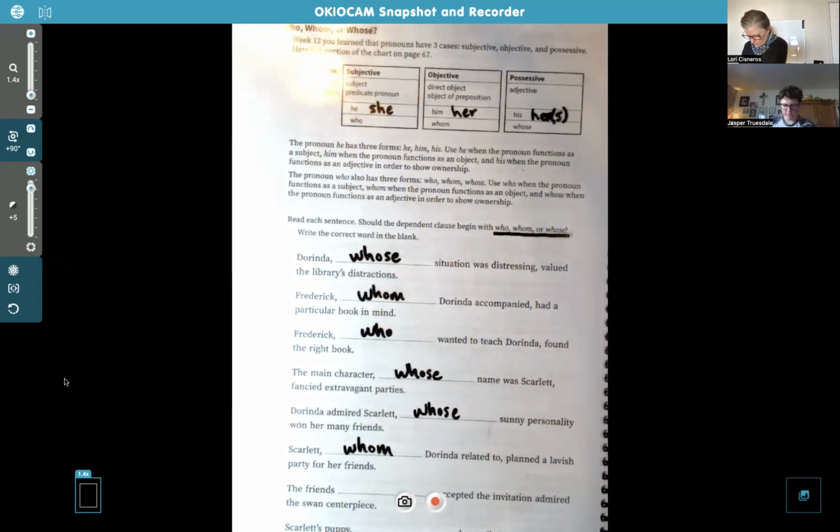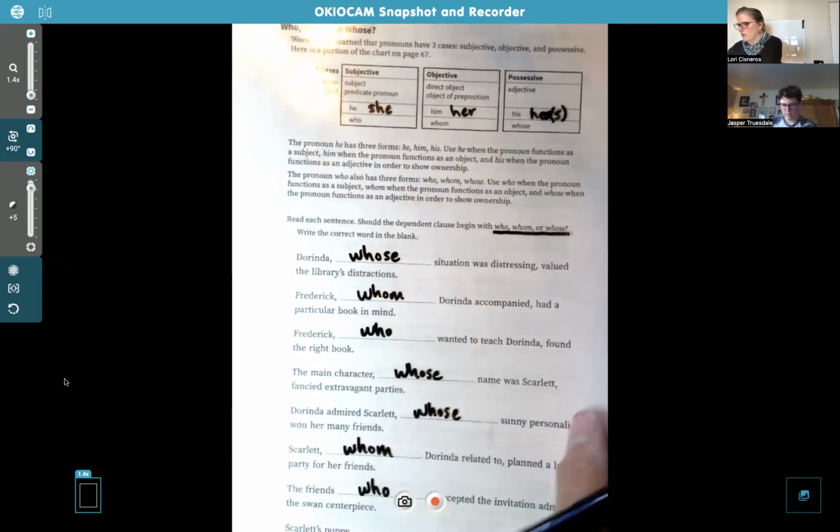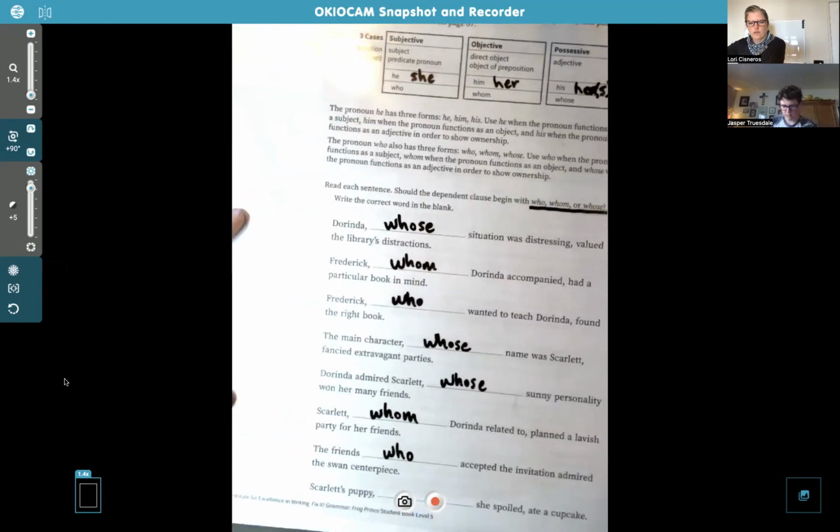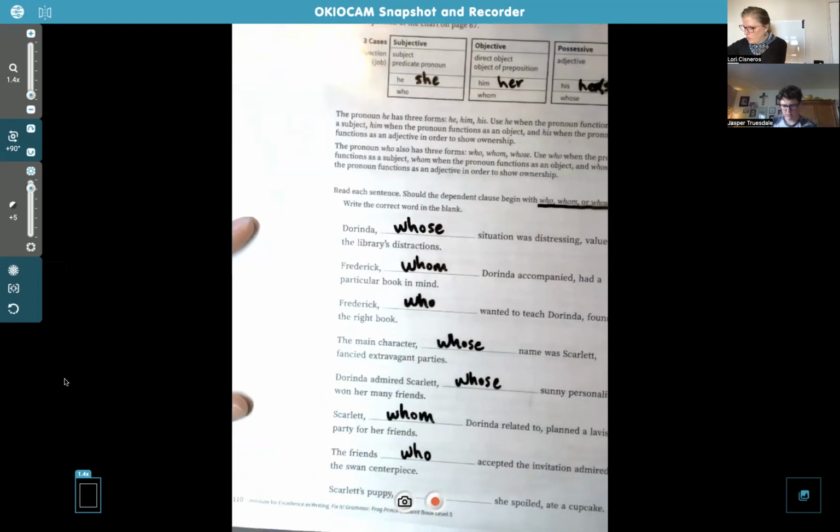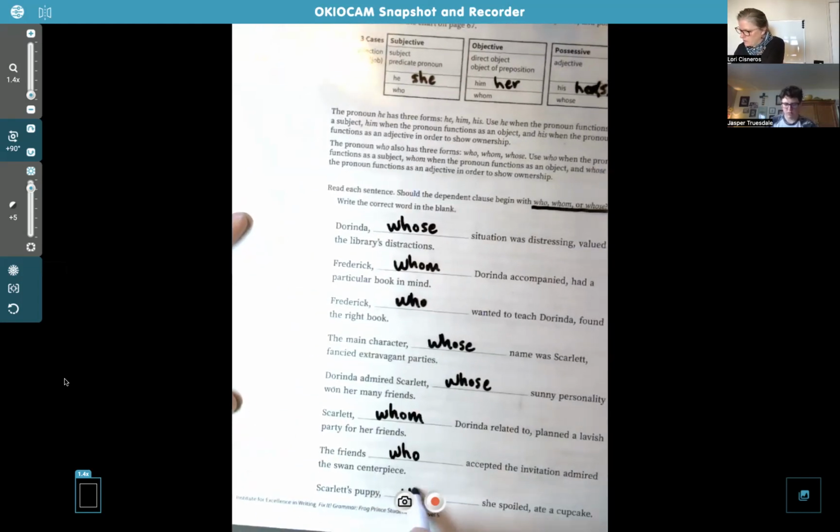These last two I think are right, but I'm not completely sure. Okay. "The friends who accepted the invitation admired the swan centerpiece." That's correct. Who? Good. "Scarlet's puppy, who she spoiled, ate a cupcake." Okay, that's close. That was a tricky one. Whom is actually the correct one there. Okay. Whom.